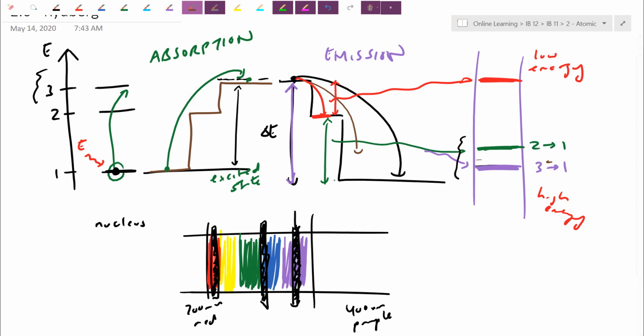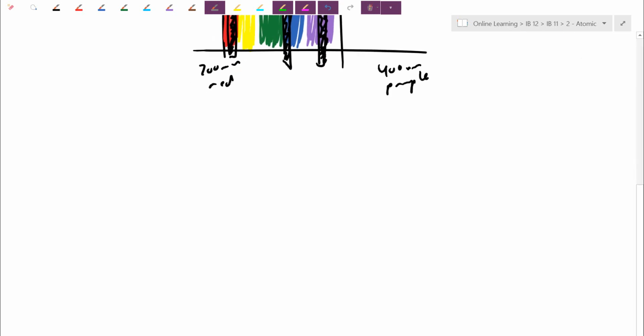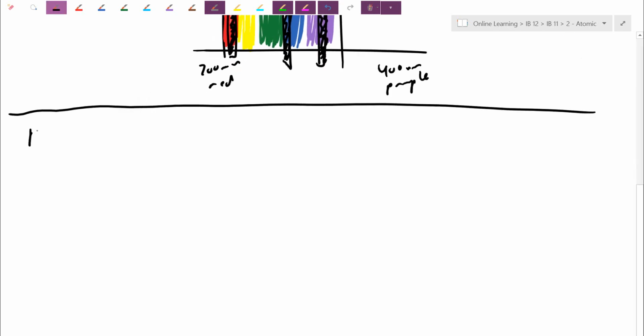But if I can make a few assumptions here, I can sort of get at an equation to get this relationship. So we're going to get into our lesson today. We're going to call this section the Rydberg equation, or the Rydberg formula.